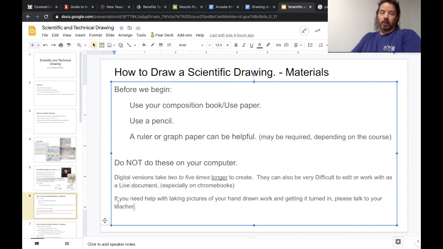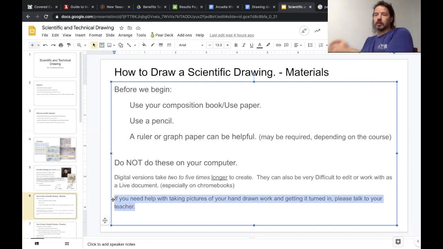If you have a technical issue with doing these on paper, taking a picture, and then turning it into your teacher, then please talk to your teacher and get help and figure out how you are going to make that work, because paper is your only option.